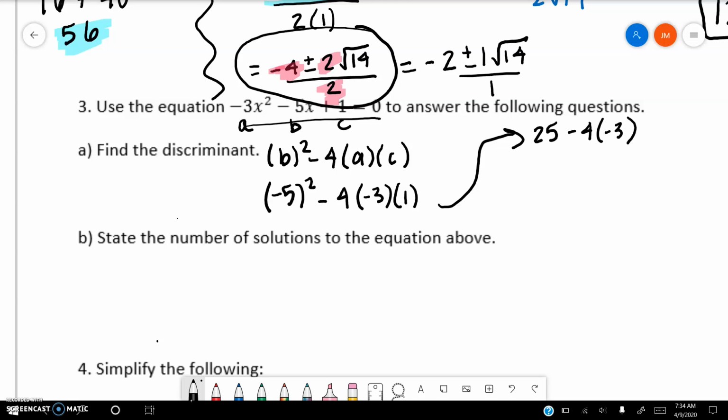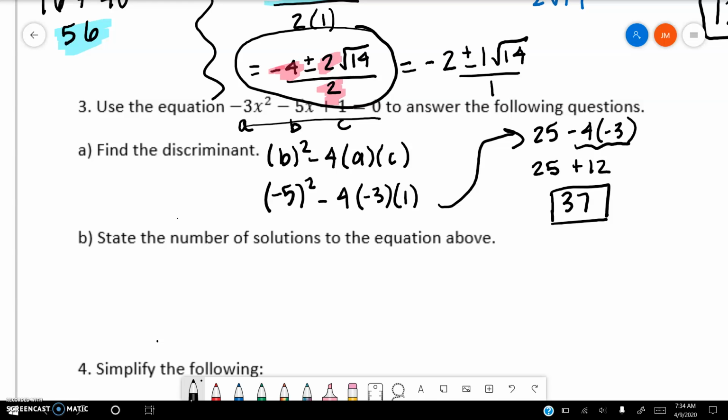So then we are going to have 25 plus 12, because this is a negative times a negative, and this is going to give us 37. So if it asks you for the answer to the discriminant, that would be it. Now, in the video that I posted, there were 3 different cases for the discriminant, if it was positive, negative, or 0. So when it says to state the number of solutions, that's what you're referring to.